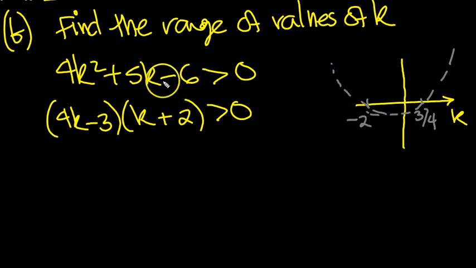So when we look at when is it greater than 0, it's either going to be bigger than 0 here on this side of minus 2. It's not going to touch minus 2 because that would be when it would equal 0. And it's also positive here on the right hand side of 3/4. So let's proceed then. We're fairly happy with what we've got.